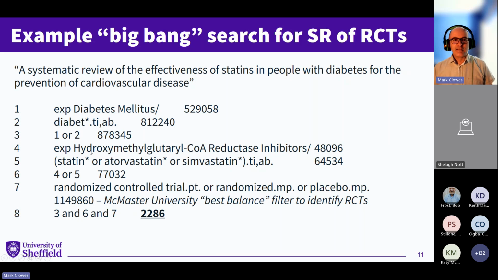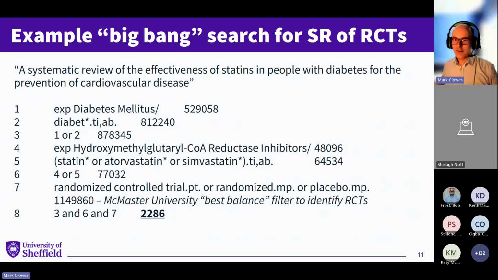Then we look for statins, and again, we use the MeSH term, which I'm not even going to try to pronounce, a very long word for statins, and we've exploded that to include all the specific statins. And then I've got a line specifying just the general word that we all use for them, statin, or a couple of specific ones mentioned in titles and abstracts. Combine them with OR, and then we put those two megasets together, so line 3 and line 6, with line 7, which is what we call a study filter.